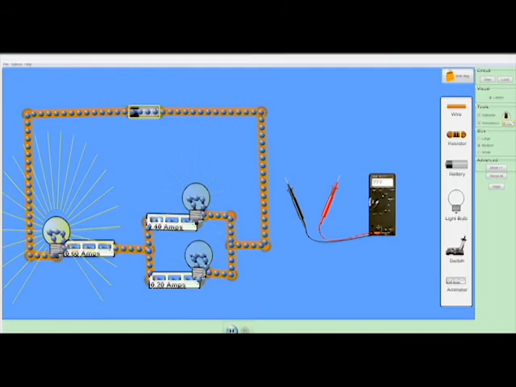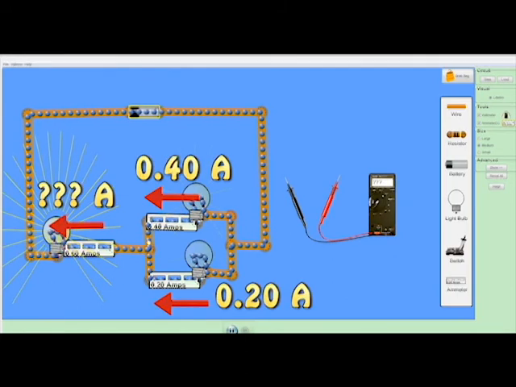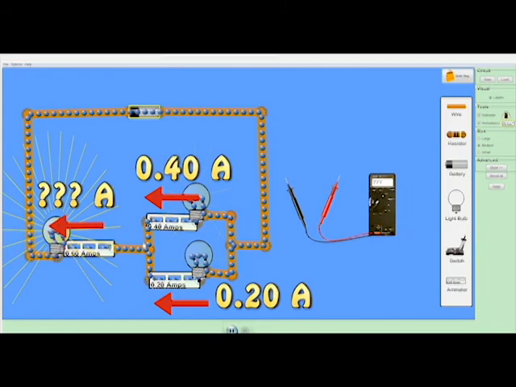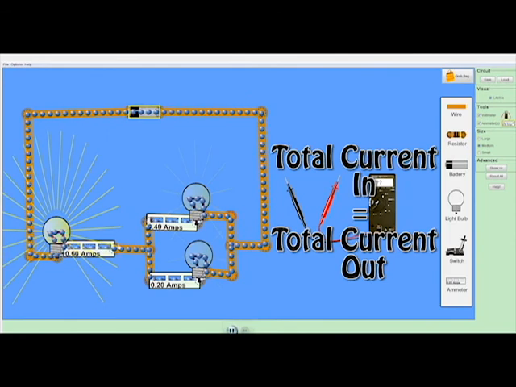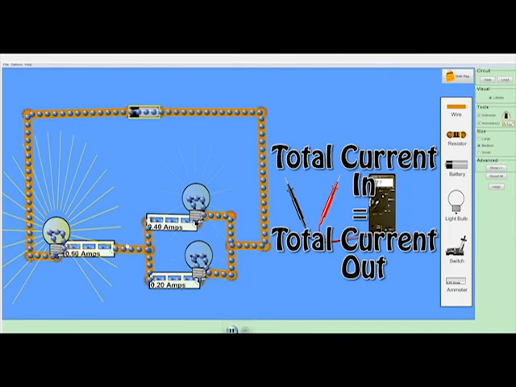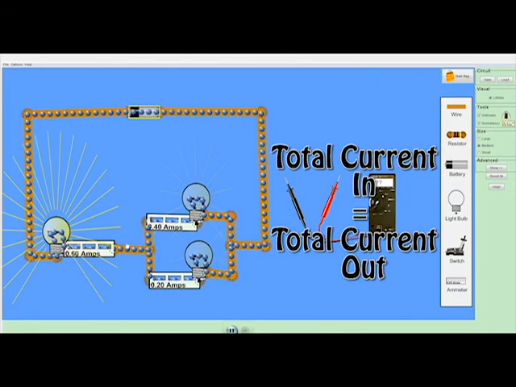Here we've got 0.4 amps in to this junction on the circuit and 0.2 amps in. So 0.2 plus 0.4 is 0.6 amps, and that's the current that's coming out along here. So the current law states that the total current entering any point on the circuit will be the same as the total current leaving that point on the circuit.